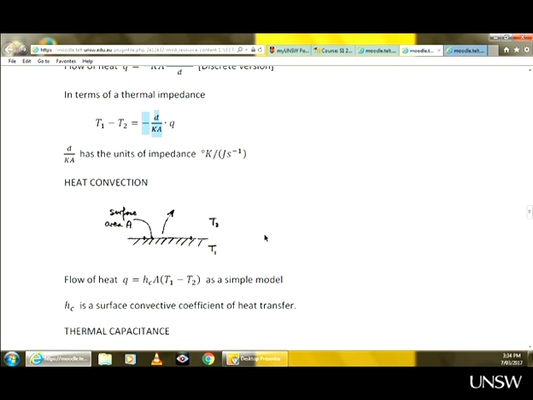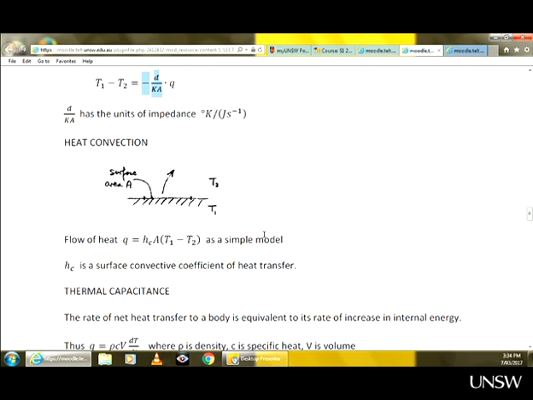Heat convection is slightly different, but again, it boils down to the same thing. You have a surface with temperature T1 and the surrounding medium temperature T2. So the rate of convection heat will be equal to Hc, which is the convection coefficient, times the surface area of the solid object, times the temperature difference once again, because it is the temperature difference that drives this particular process.